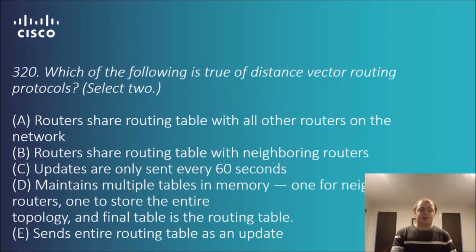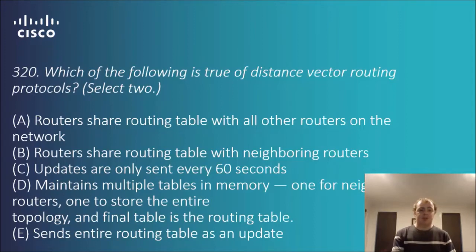320, which of the following is true of distance vector routing protocols? We've got to select two here. Routers share routing table with all the other routers in the network. Routers share routing table with neighboring routers. Updates are only sent every 60 seconds. Maintains multiple tables in memory: one for neighboring routers, one to store the entire topology, and the final table is the routing table. Ugh, that one was a mouthful. And sends entire routing table as an update.